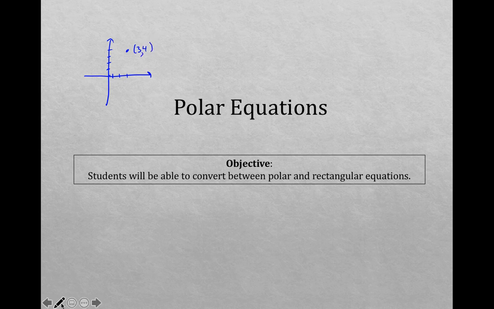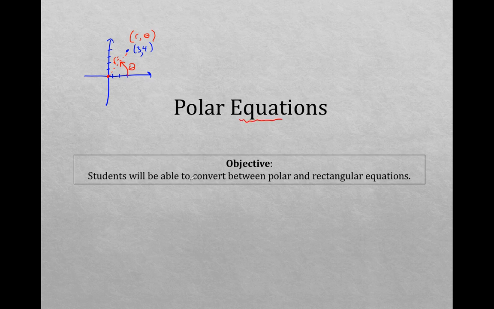But if on the same axes, I want to represent getting to that spot from the pole or the origin, how far did I radiate out to get to that spot? And how far from the positive horizontal axis did I rotate? And I taught you how to do that. The radius is the square root of 3 squared plus 4 squared, and theta is inverse tangent of 4/3, right? We did that yesterday.